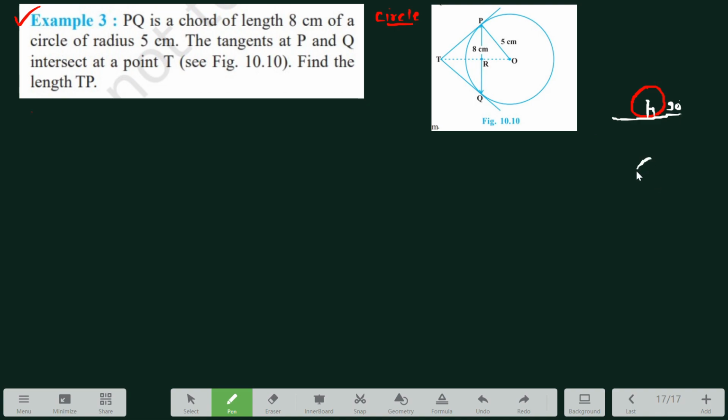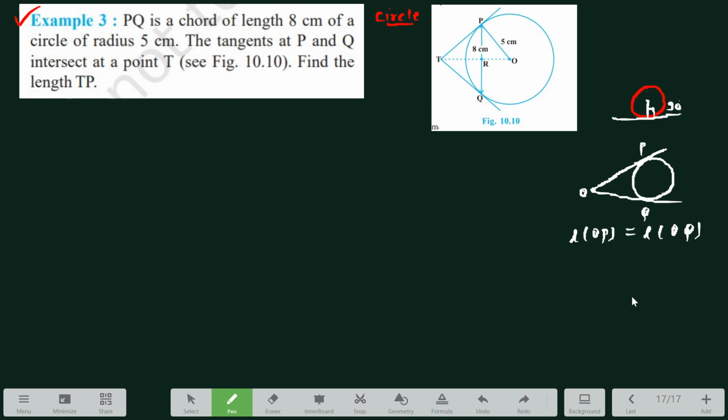The second theorem is, if any point is given, so this is OP and this is OQ. So the length of OP is equal to the length of OQ. Yes or no? This is the second.